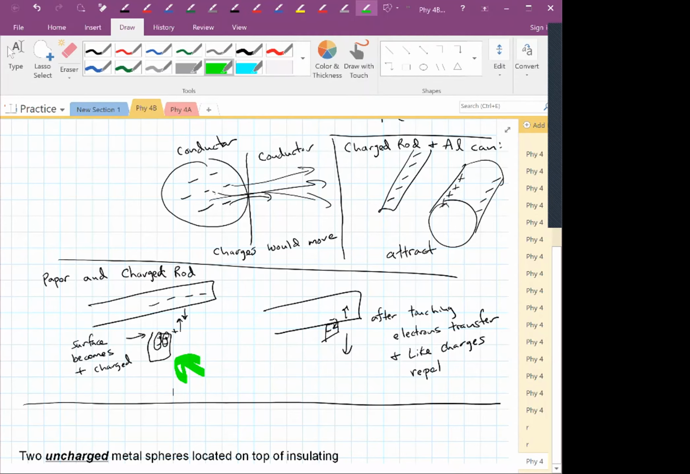Okay? Good. And then it says, what does it say here?